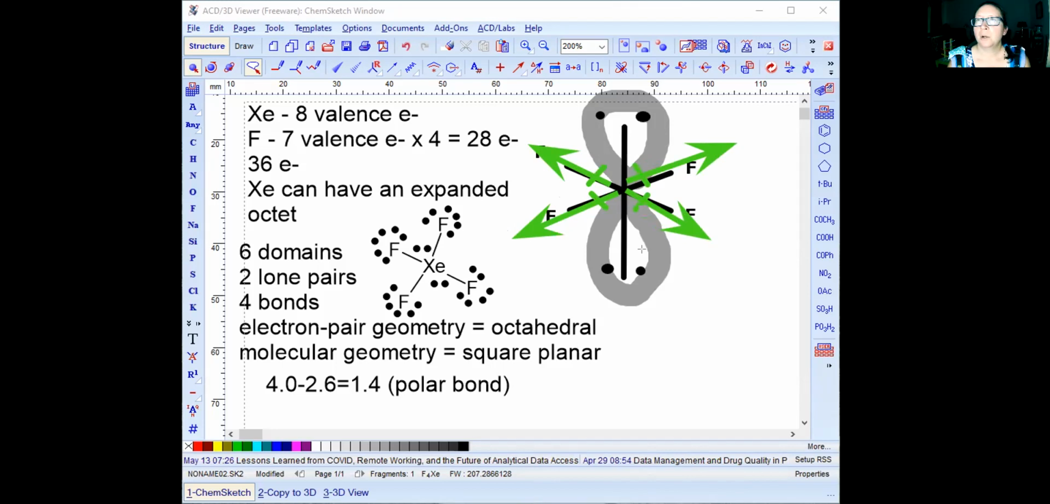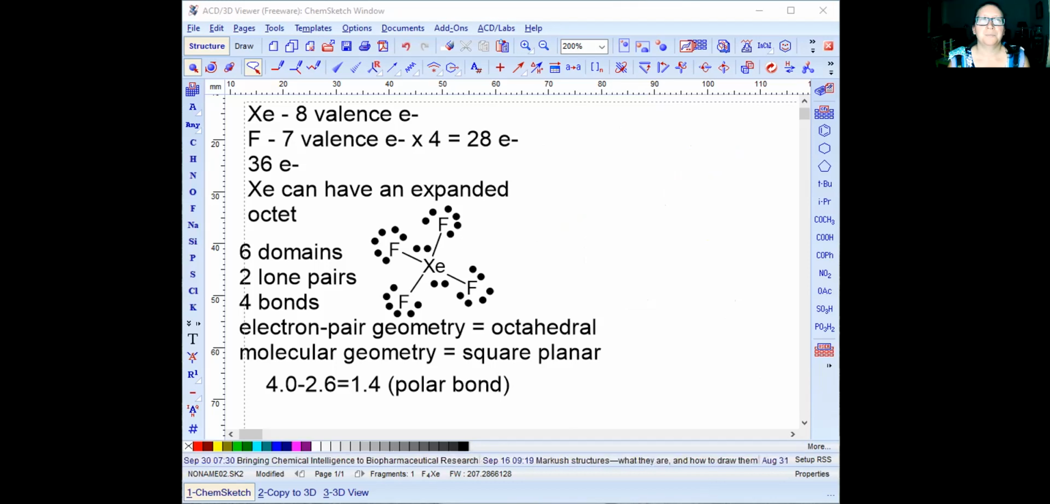So this is a square planar molecule, but even if it was tetrahedral, those dipole moments would still cancel out. We have already seen some examples where the dipoles did not cancel out. So let's go on and let's talk about isomers.